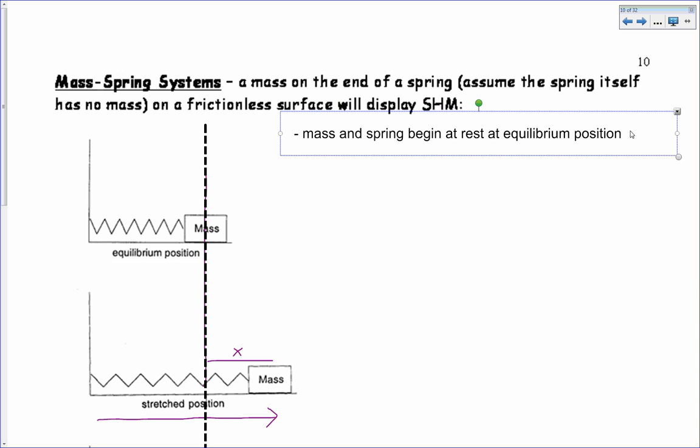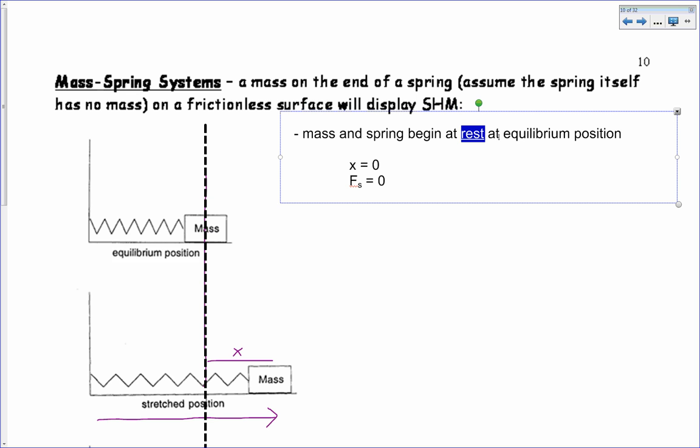So the mass and spring begin at the equilibrium position. At the equilibrium position, displacement, x, and these should have vector symbols over them, but I can't do the vector symbol in this program, is 0. And then there is no restoring force acting on it, so the force is 0. It has no energy if it begins at rest.